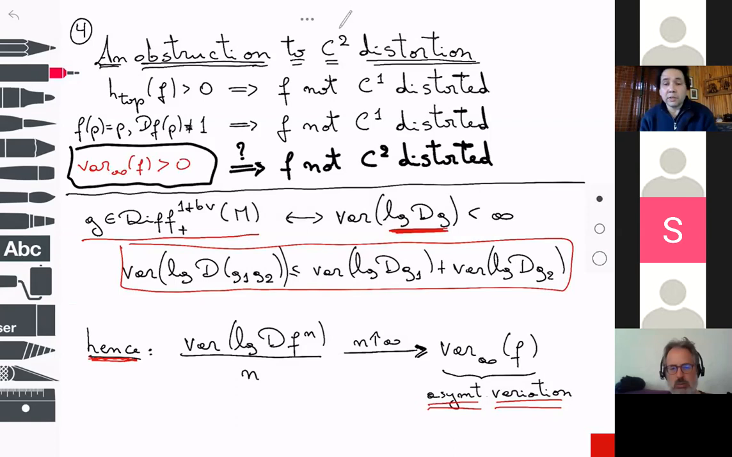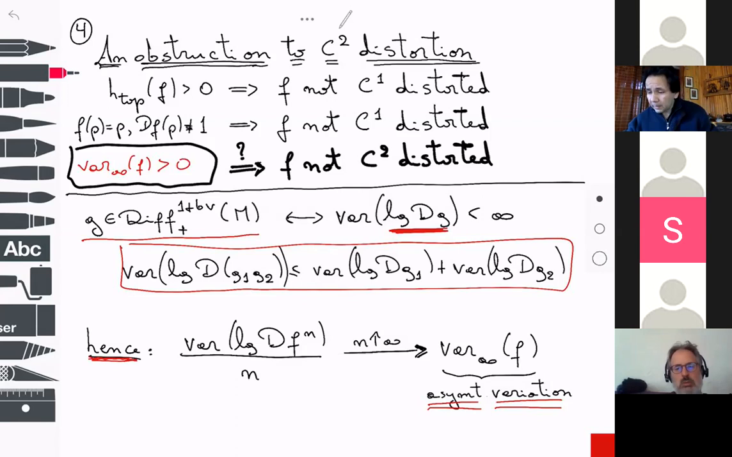Okay, this is the obstruction. So I will try to look for something for which there is no periodic point at all, there is no topological entropy, but the asymptotic variation of the map, I will try to force it to be positive. And this way I will maybe be able to produce something which is distorted in class C1. It will not be distorted in class C2 because the asymptotic variation is positive. Okay? But this is the key ingredient for the proof.